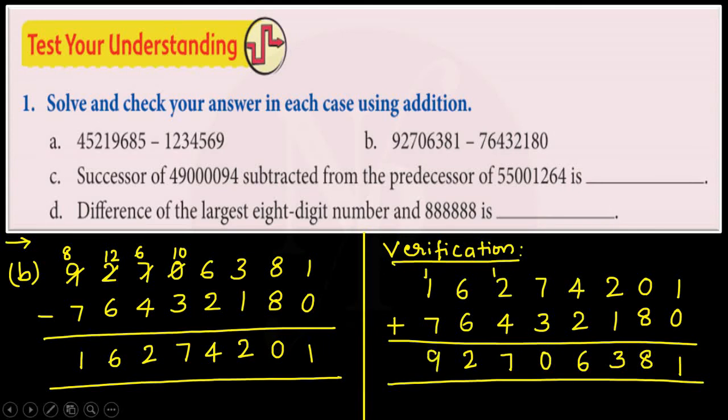Now let us compare the sum we obtained here with the minuend given in the question. Look at the digits here. So 927063881, and look here, 927063881, which is same as the minuend given in the question. So the answer we obtained, or the difference we have found here, is correct after verification.